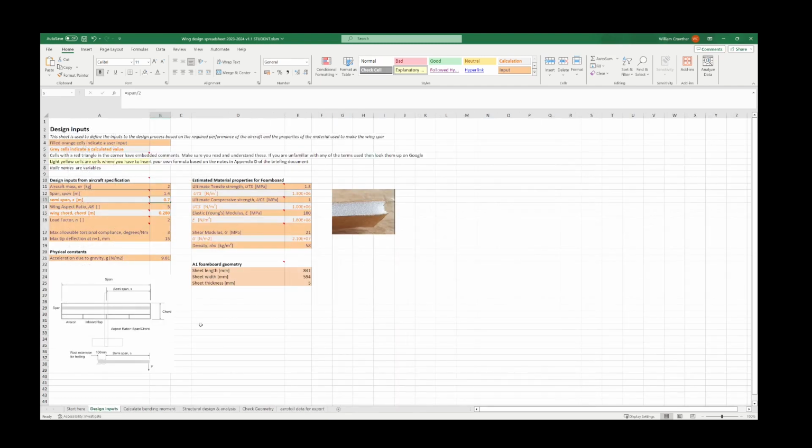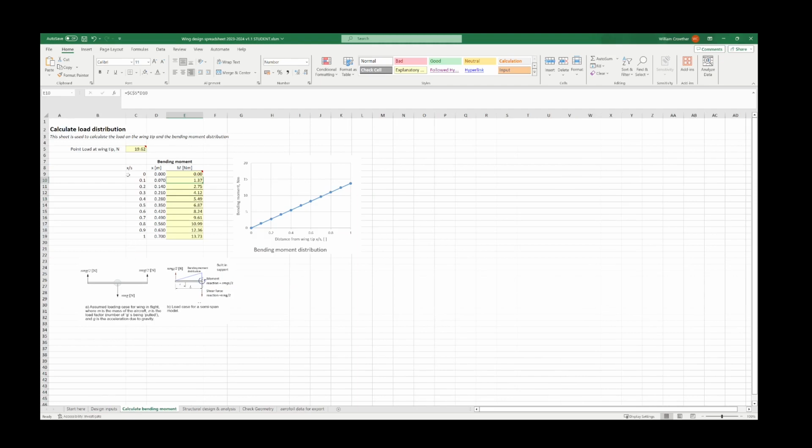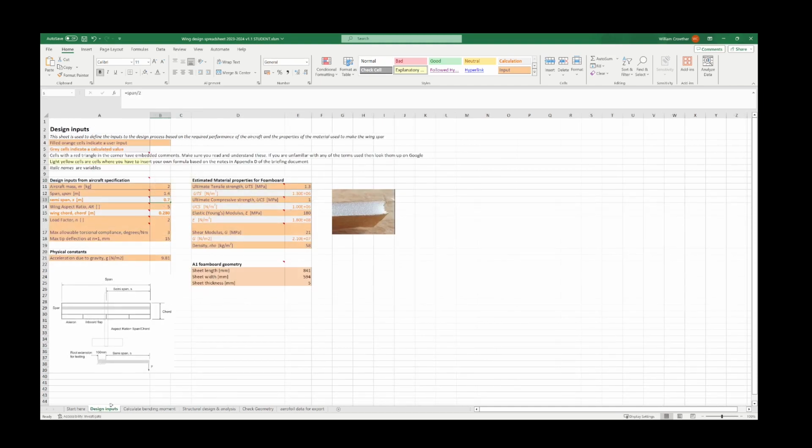Okay, so starting at the beginning, we've got our inputs. Orange cells mean it's a user input. So the orange cells are ones where we need to put in values according to the specification or anything else, our design choices. Gray cells are calculations. And the yellow cells in this spreadsheet are where you as a developer have to input the equations based on the information you've been given in your briefing document.